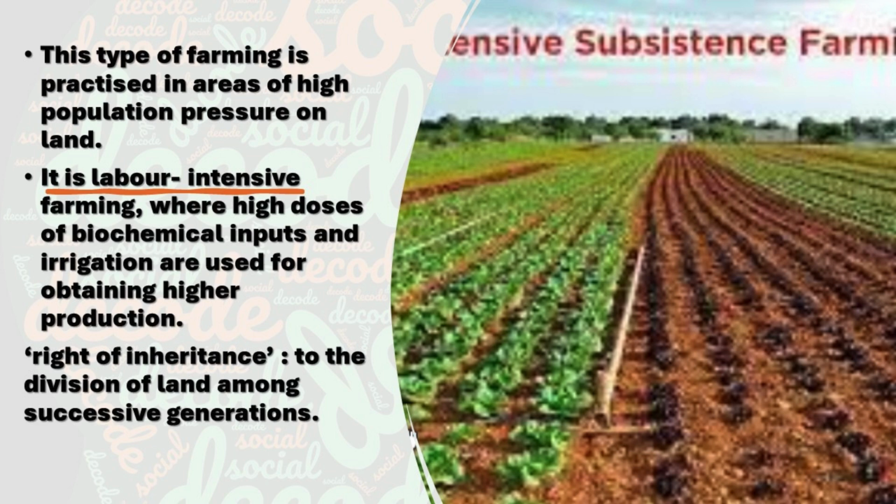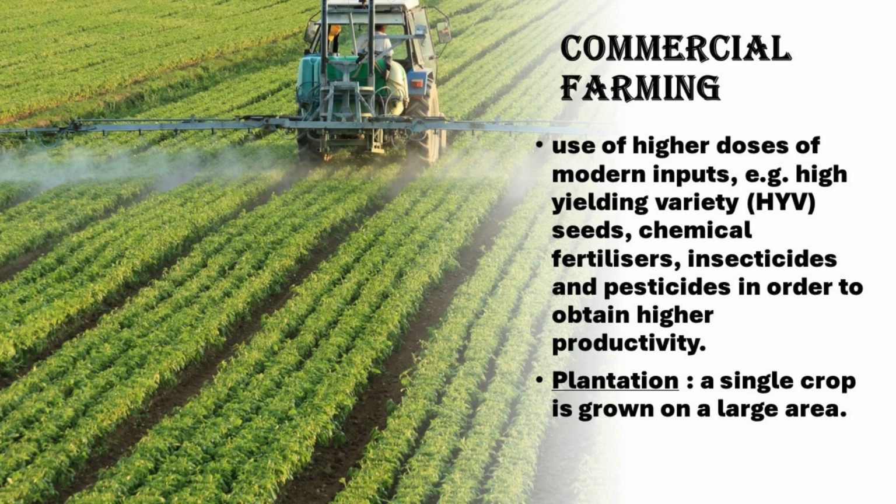What is commercial farming? That is our next type. This is modern large scale farming done mainly for sale and profit. It uses machines, irrigation, HYV seeds, chemical fertilizers, and pesticides. The main aim is not self consumption, only earning income. Okay, commercial farming is common in states like Punjab, Haryana, Gujarat, and Maharashtra.